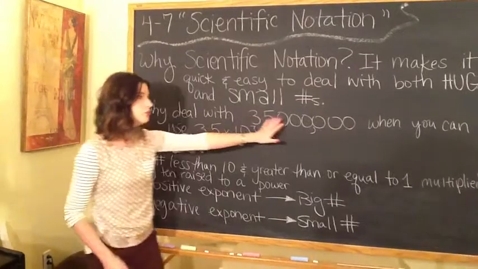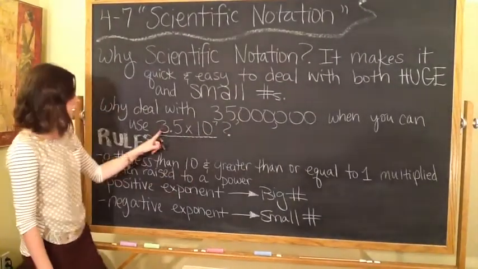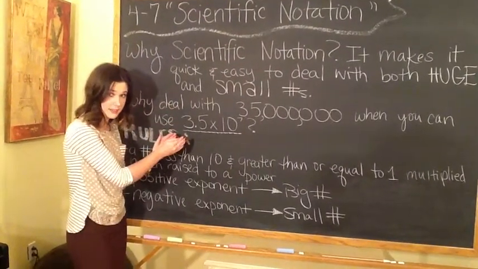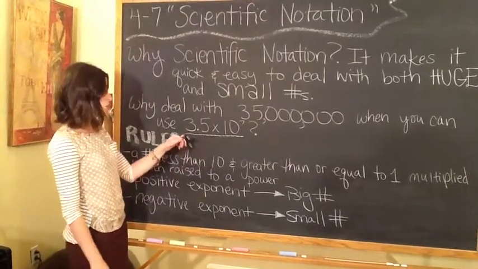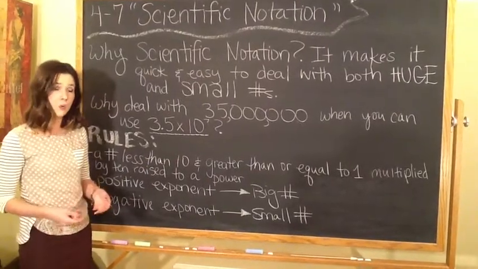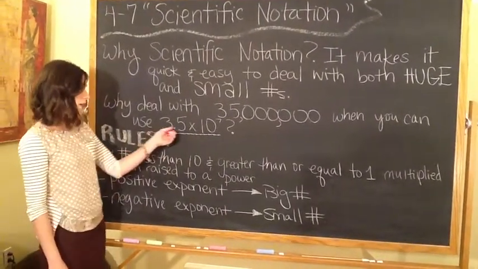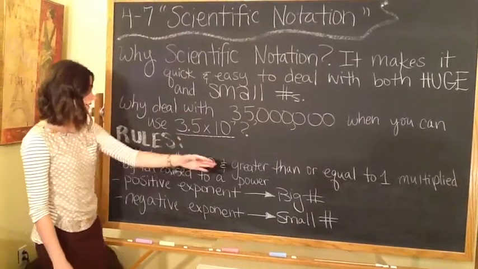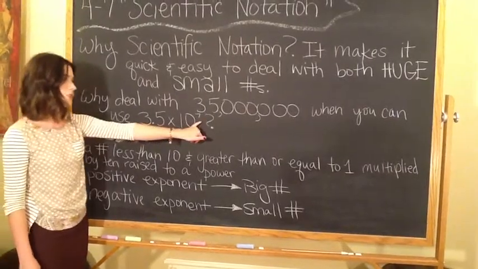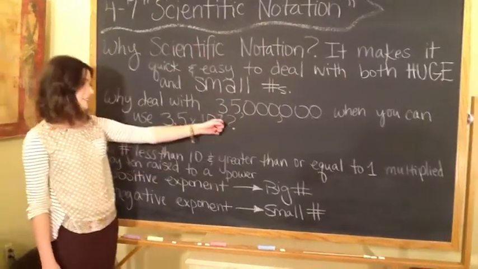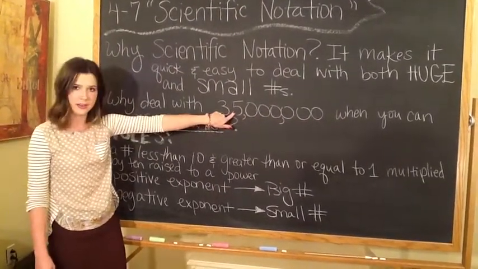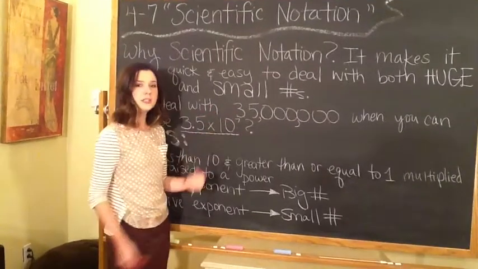So basically, this huge number, when you write it in scientific notation, you're going to have a number that's less than 10. So there needs to be a number in the ones place, and it needs to be greater than or equal to 1. So we don't want 0.5, because that's not a number greater than 1. So we have 3.5, so 3 and 5/10, times 10 raised to a power. Now the reason this 10 is raised to the 7th power is because we had to move the decimal 7 places to get to where we put it. So it's the same number, just written in a different form.